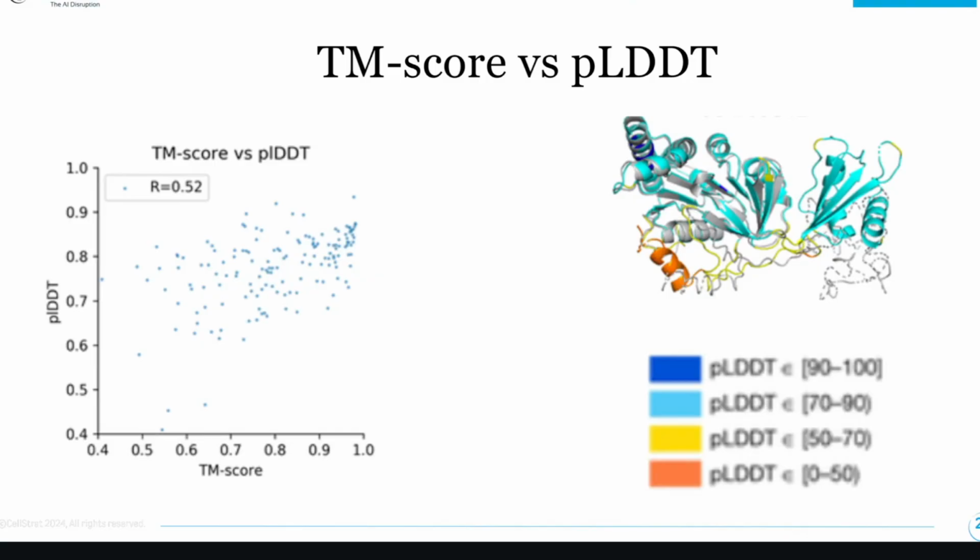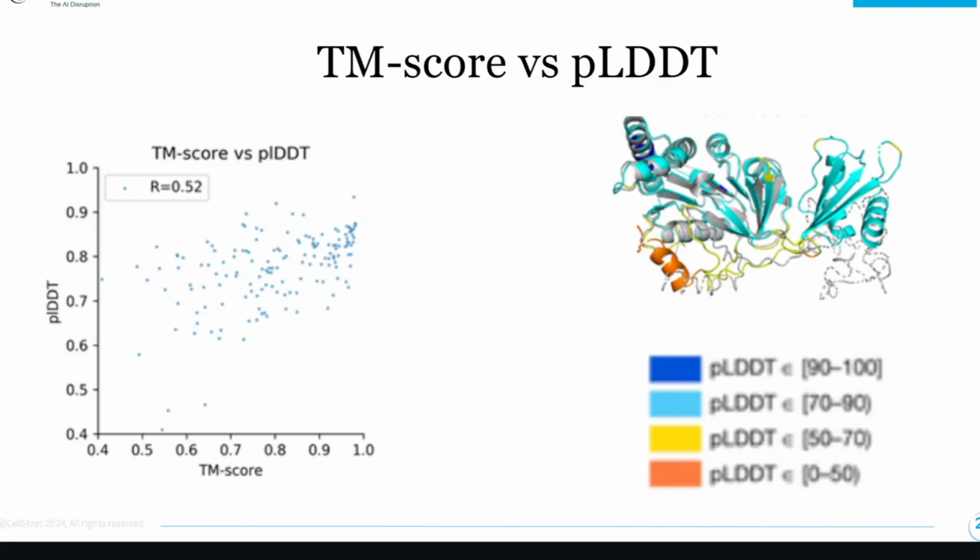So TM score assesses the similarity between two proteins. Here, R is equal to 0.52. In this case, with the pLDDT score and TM score, we are creating a correlation plot between them. It ranges from 0 to 1, where 1 signifies a perfect match. You can see this tiny protein data point here is almost close to 1, where the TM score is 1 and the pLDDT score is 1, which means that that particular protein sequence is very similar to the reference protein sequence.